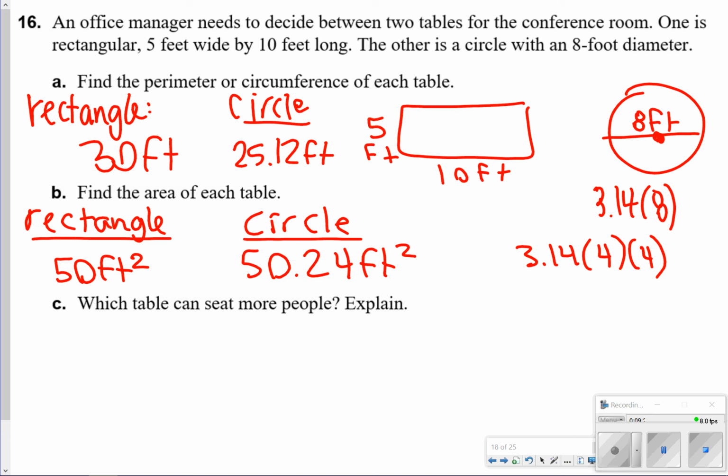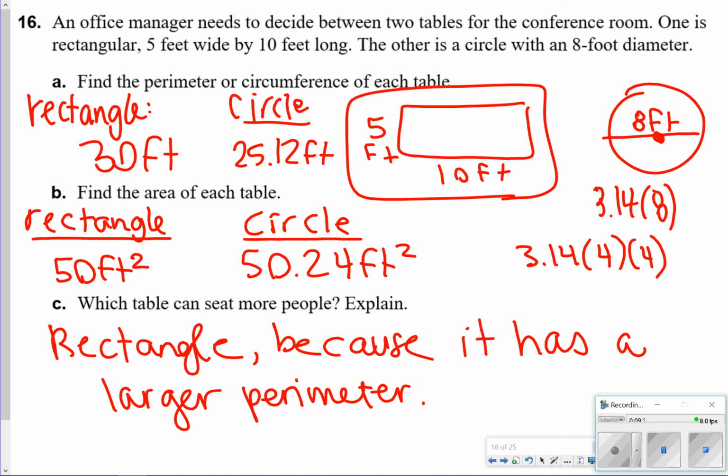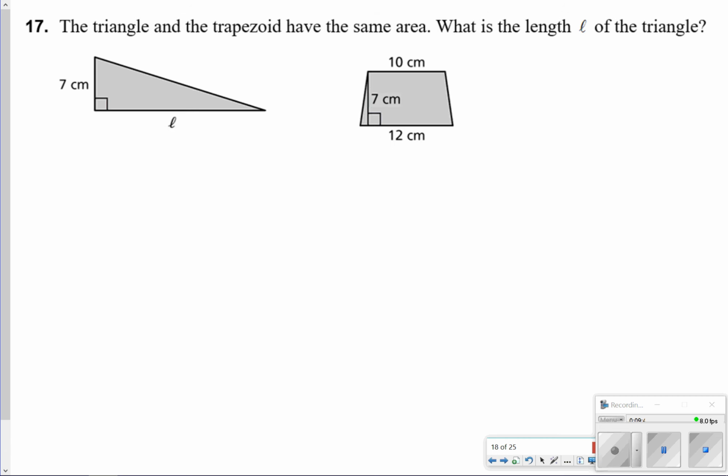The next question says, which table can seat more people? And you should have said rectangle, because when you're seating people, they're sitting around the shape. So it's your higher perimeter. So rectangle, because it has a larger perimeter. Okay? The last one is a little tricky.